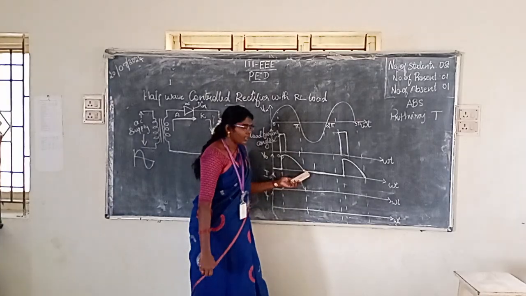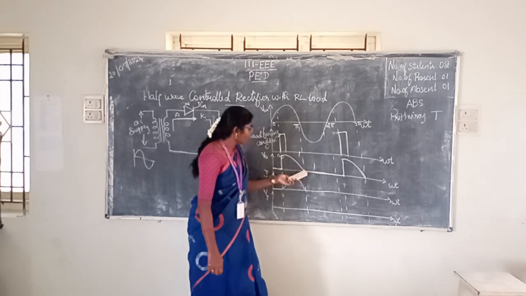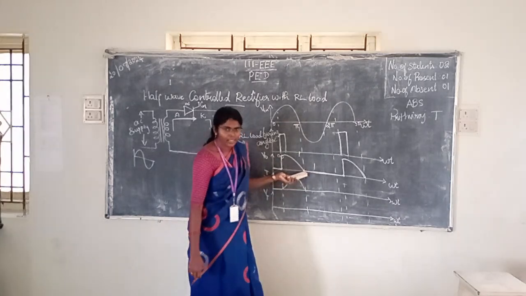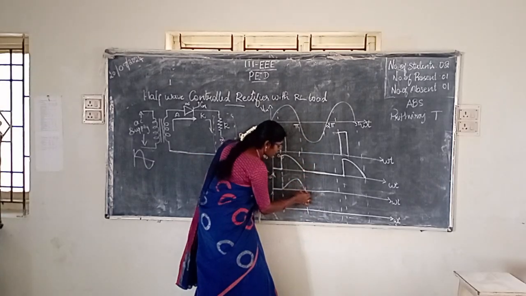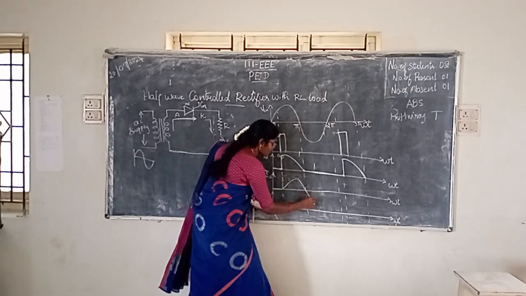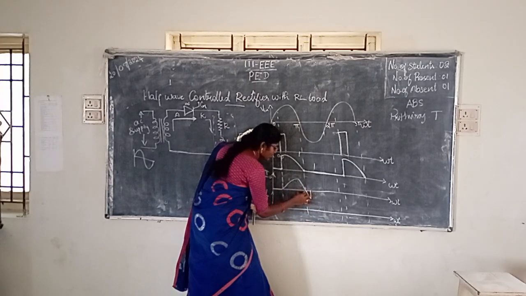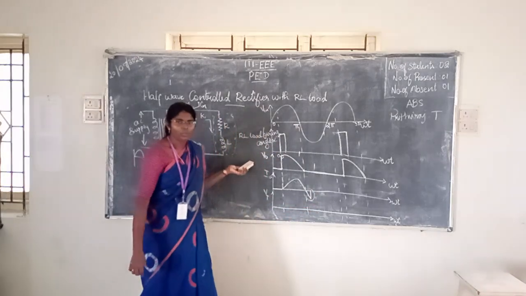Even though the SCR is turned off, even though the voltage is 0 now, due to the stored current in the inductance, it won't be 0. During the reverse bias of the SCR also, it will conduct. This is the only variation for the RL load.